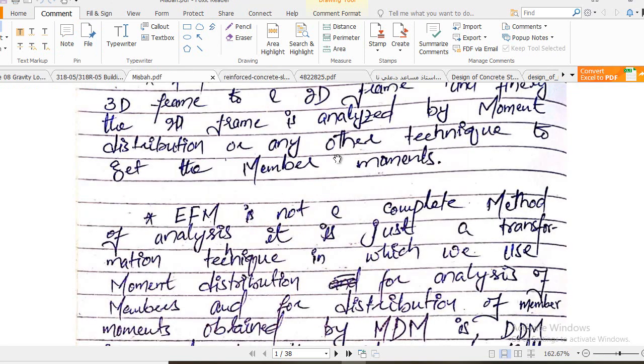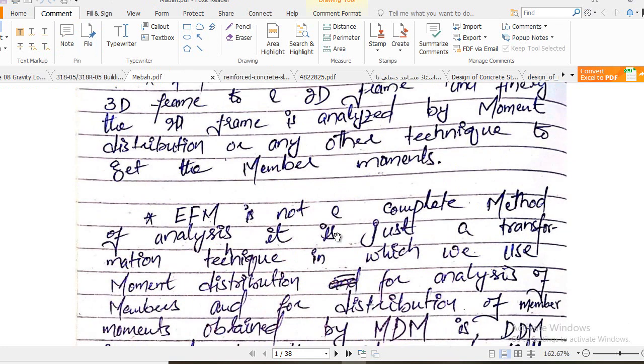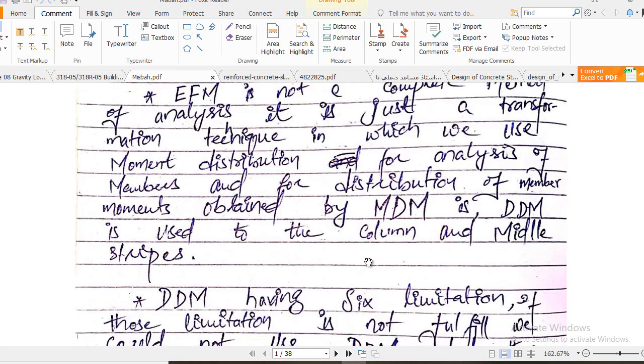Here we see a 3D frame converted to a 2D frame, and finally the 2D frame is analyzed by moment distribution or any other technique to get the member moments or shears. EFM is not a complete method of analysis. It is just a transformation technique in which we use moment distribution for analysis of members, and the distribution of member moments obtained by DDM is already explained.